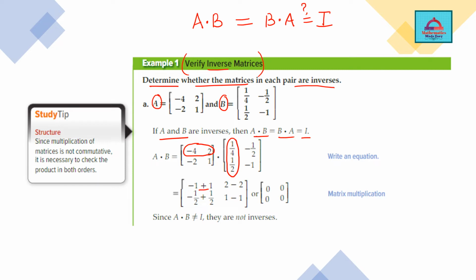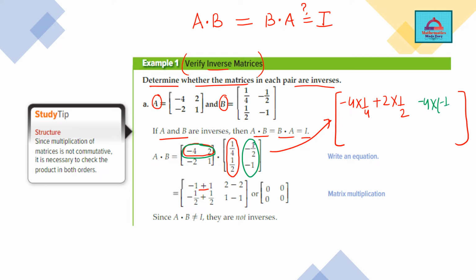So negative 4 multiplied with 1 by 4 plus 2 multiplied with 1 by 2. So that's your first element. Now I need the next element, means first row, second column. So I'm going to change color. First row, second column. So what element will it be? Negative 4 times negative half plus 2 times negative 1.